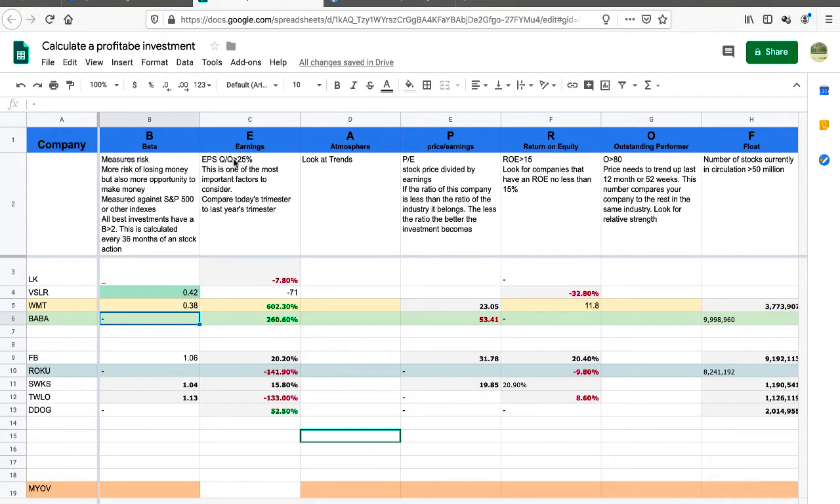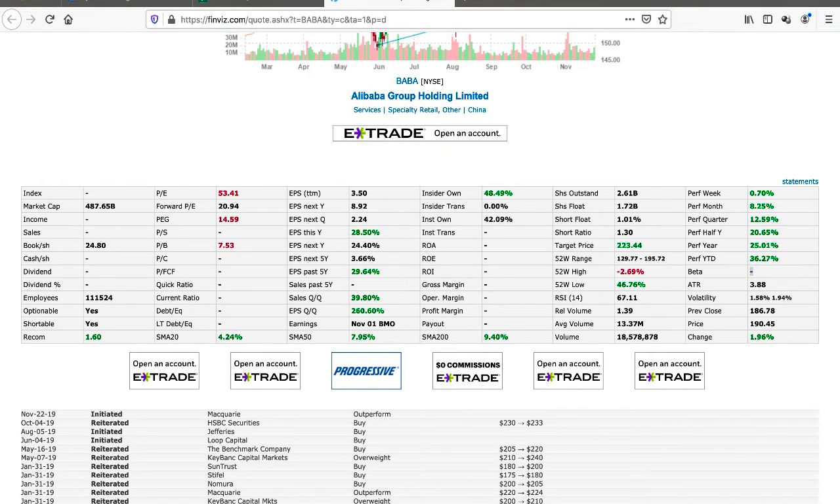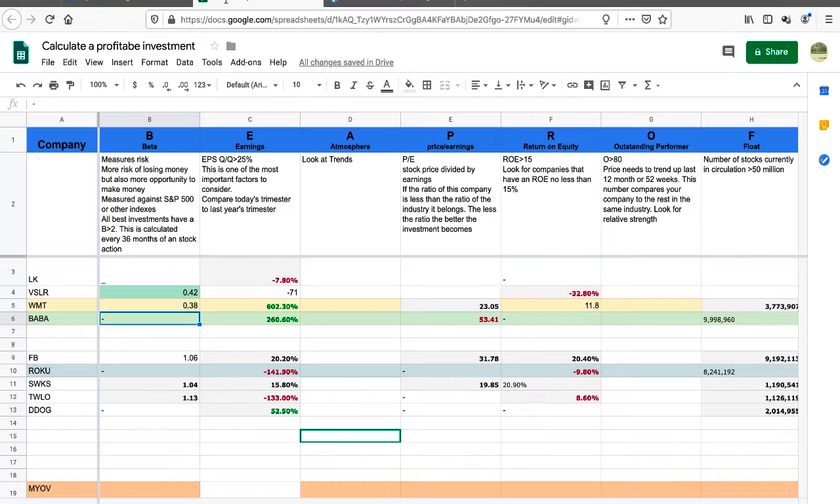Earnings, it's quarter over quarter, so we want to identify how well they did this quarter compared to last year's quarter. So let me look at the EPS. Let me go back to the chart. EPS is 260, which is what I have here. Atmosphere, here just look at the overall index. If the index is trending up, then buy it. If it's going down, then obviously don't buy it, because if the index is going down, then most of the time none of the companies are trending up. They're going along with the index.